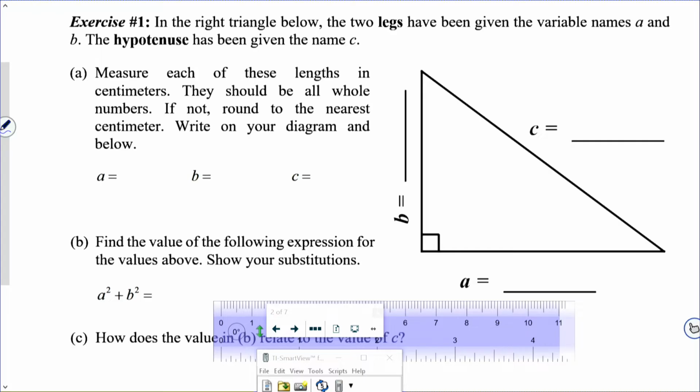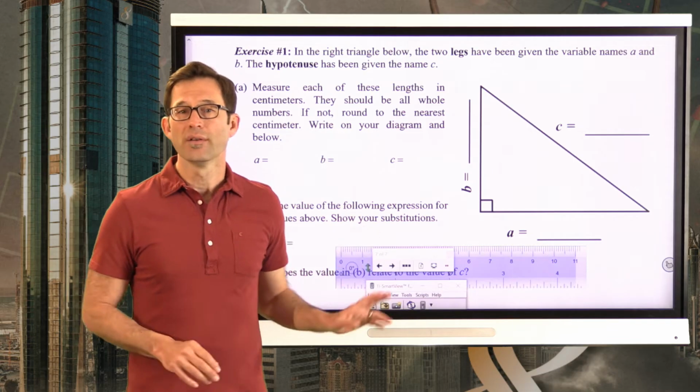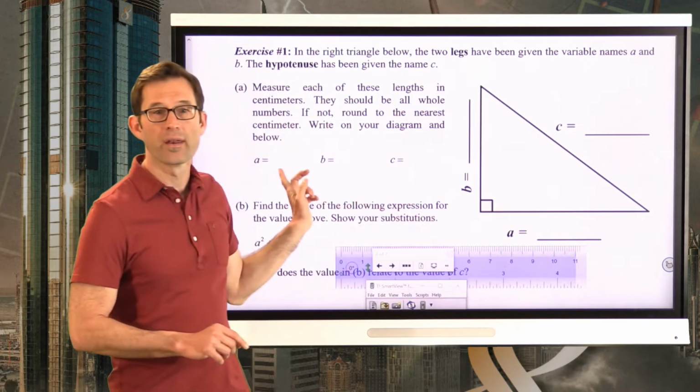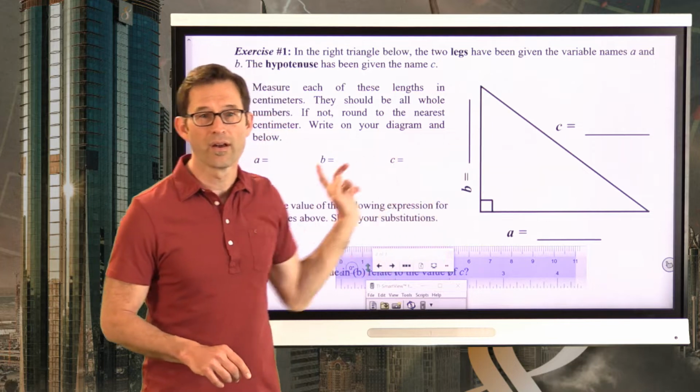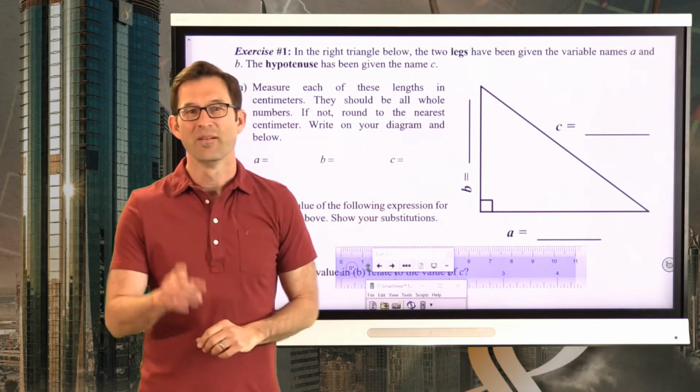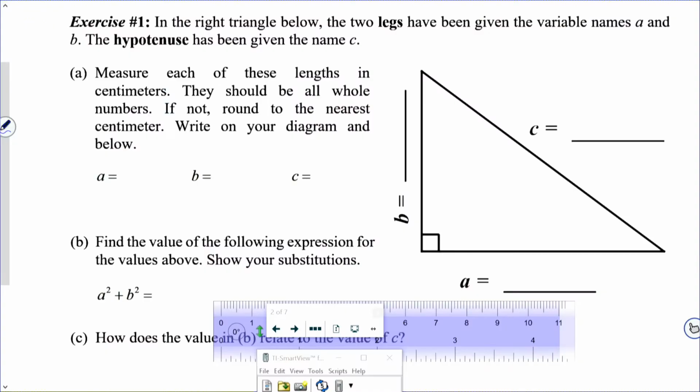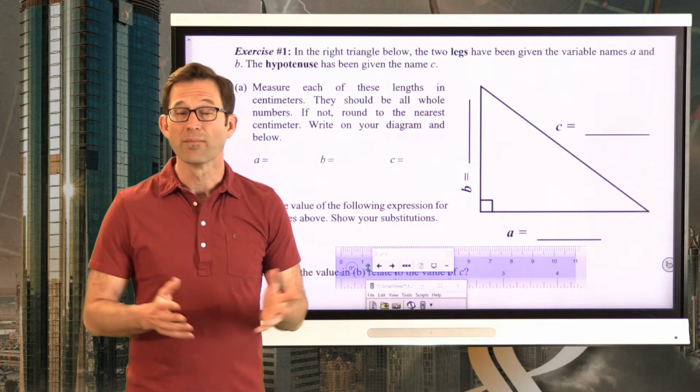Letter a, measure each of these lengths in centimeters. They should all be whole numbers. If not, round to the nearest centimeter. Write on your diagram and below. All right, excellent. So take your ruler in centimeters, measure out the length of a, write it here, measure out the length of b, write it here, c, etc. Pause the video now and go ahead and measure these lengths. All right, let's do it.